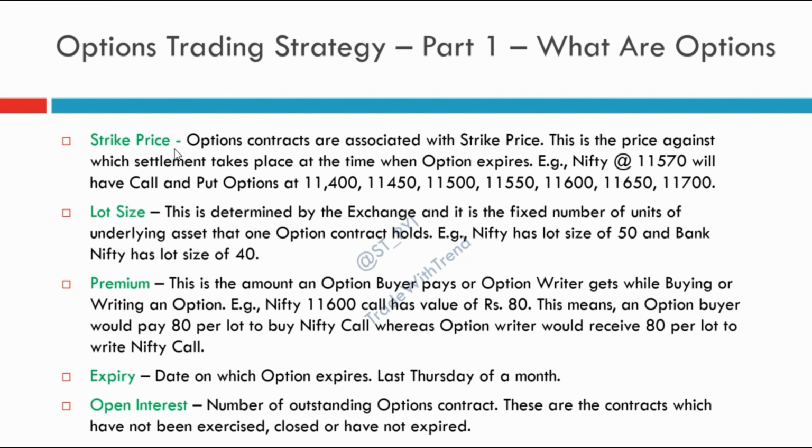The definition of a strike price is that each option contract is associated with some strike price. In this case, while Nifty is at 11,570, the strike prices are as follows. It can also be 11,300, 200, 100, and so on, depending on where the liquidity lies. This price remains constant because this is where the settlement takes place, either if you want to exercise the option or when the option naturally expires due to its expiry cycle.